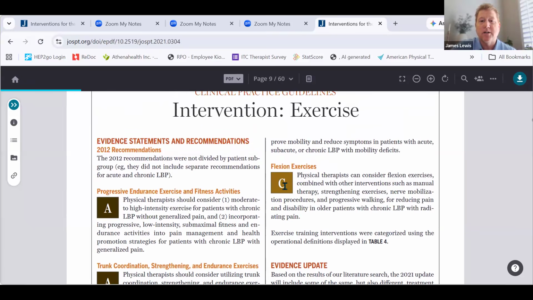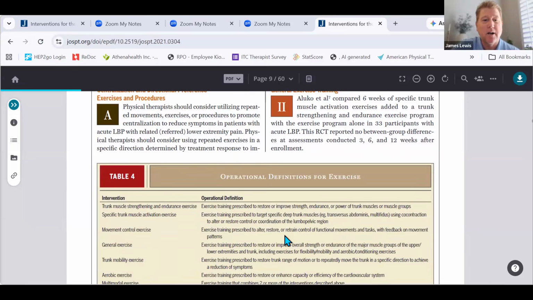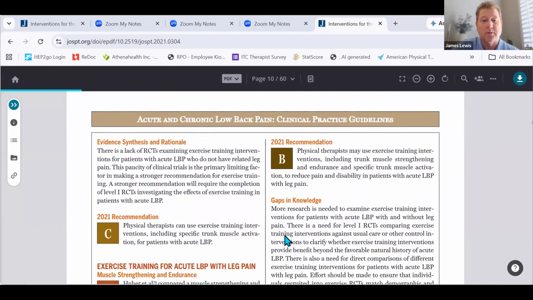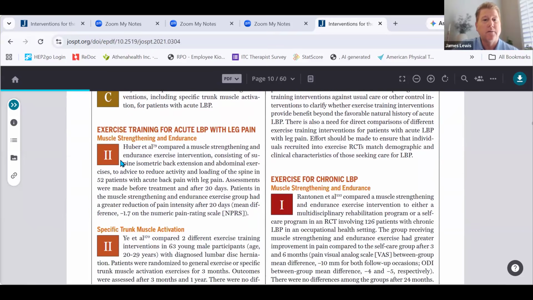Flexion-based exercises get a grade of C, telling you that, okay, probably not the best thing to flex somebody with an acute kind of low back pain or leg problems, right? And then here we get into being specific with leg pain. Muscle strengthening is a level 2. That means the evidence is pretty strong.